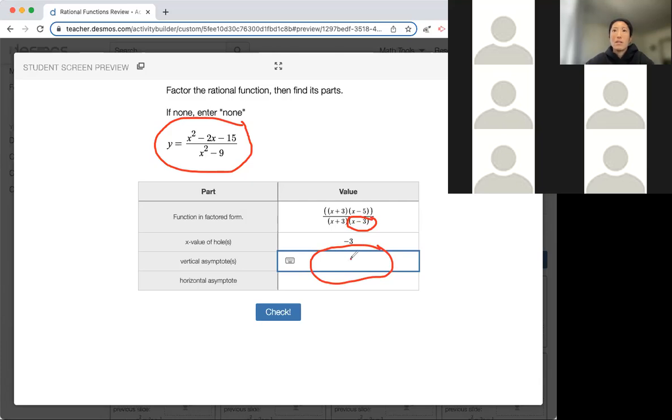Okay, so over here, I'm going to exit out of the annotate. And this is a 3.